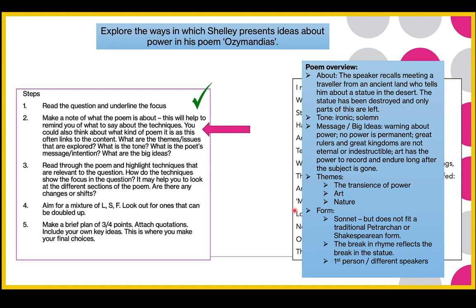And because I said I want to try and recall the form, I want to make sure that I don't forget to comment on that. Some of the things that I could mention: the sonnet doesn't really fit the traditional Petrarchan or Shakespearean form, so I will maybe talk about how it subverts that. There's a break in rhyme that reflects the break in the statue, so rhyme is form as well. And you've got first person, and then you've got different voices that also come into the poem.